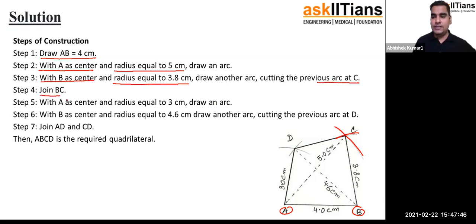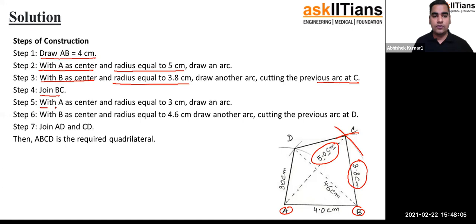Then they join BC, which will have length 3.8 centimeters, and they join AC, which will be equal to 5 centimeters. This gave rise to the formation of one of the triangles, that is triangle ABC. Now we are interested in forming the other triangle that we have.